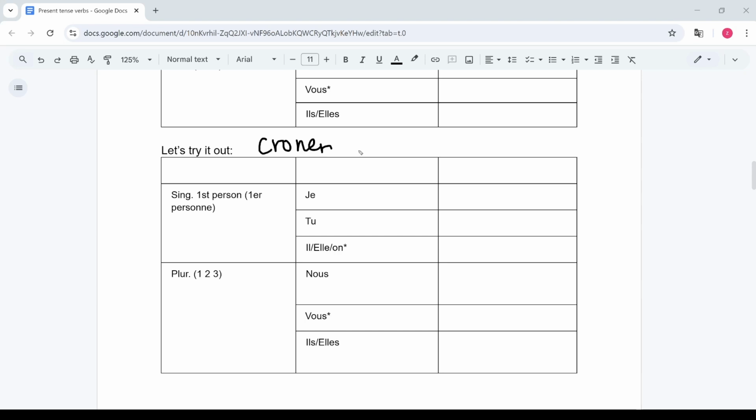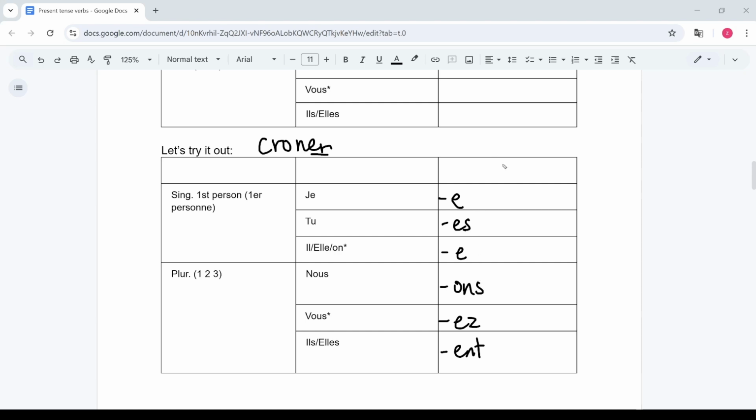Our first step is identifying the type or the group that this verb belongs to. Now, in order to do that, we look at the last bit over here. This is an ER verb. Do we remember ER endings? Let's take a look again. Our ER endings are E, ES, E, ONS, EZ, and ENT.